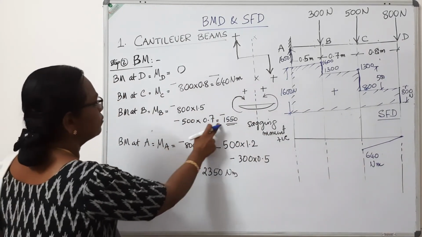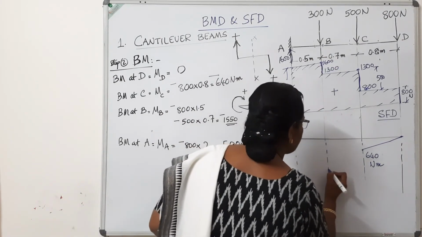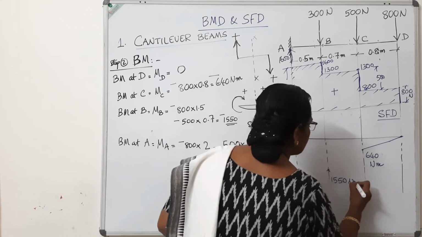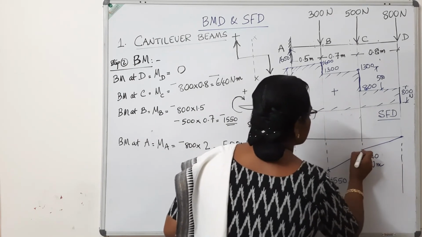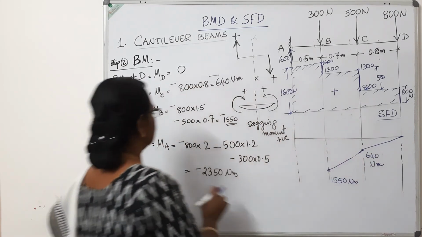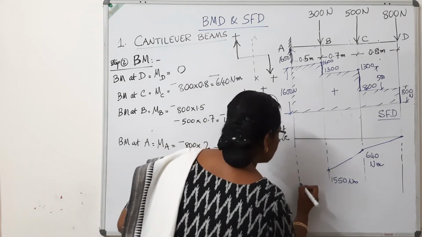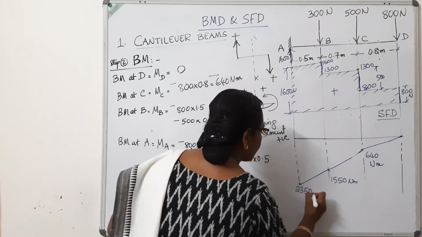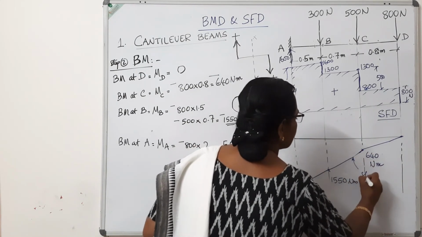Next is 1550 at MB. At this point B, from here you mark 1550. Connect it by a straight line. Next, at A it is 2350. So from here you mark 2350. All these are straight lines. So this is a straight line.